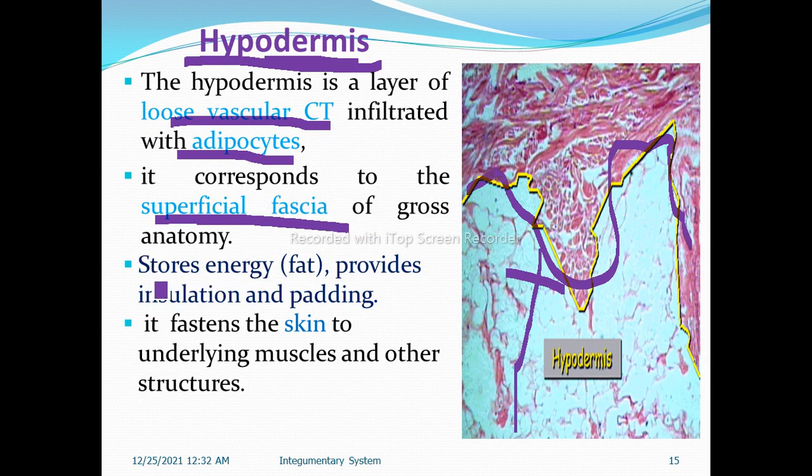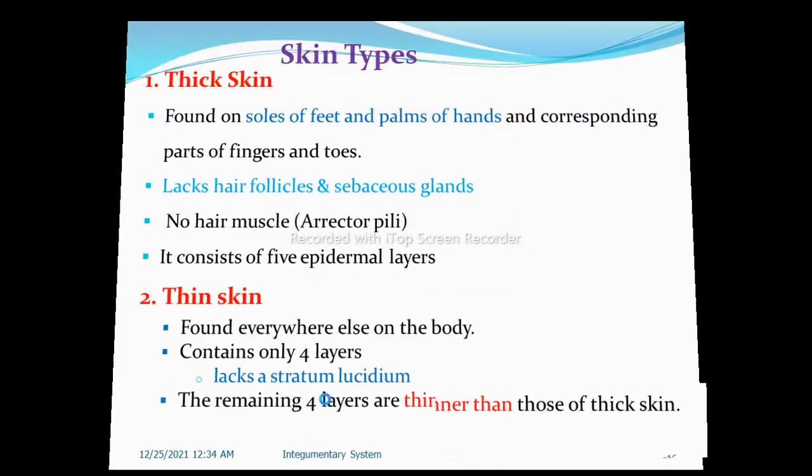The hypodermis is important for storing energy as fat, and it provides insulation and padding for the body. This is one function of the hypodermis. The other function is that it fastens the skin, connecting it to the underlying muscles and other structures like bone.